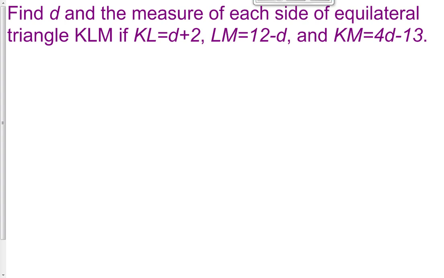Alright, find D and the measure of each side of an equilateral triangle KLM, if KL is D plus 2, LM is 12 minus D, and KM is 4D minus 13.